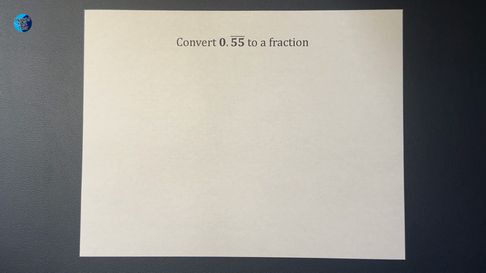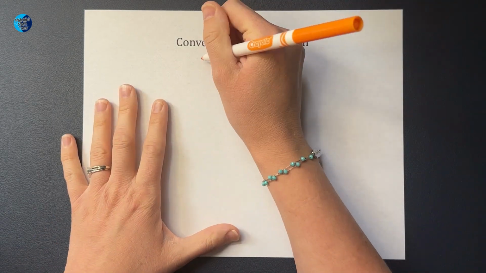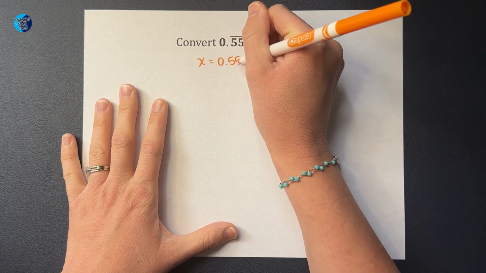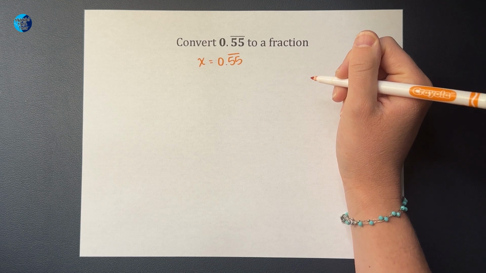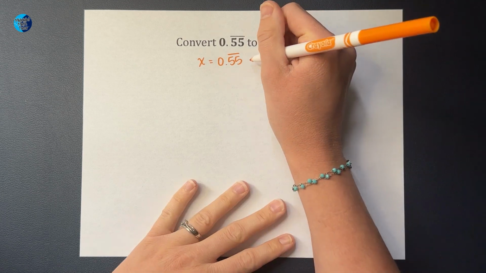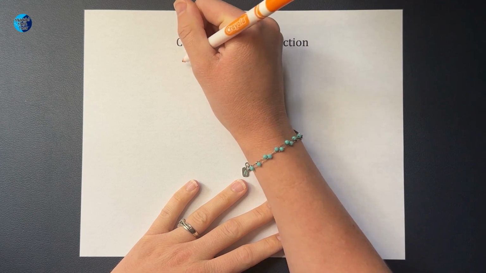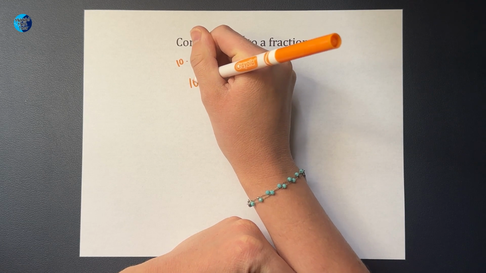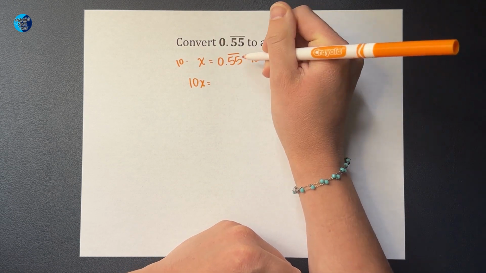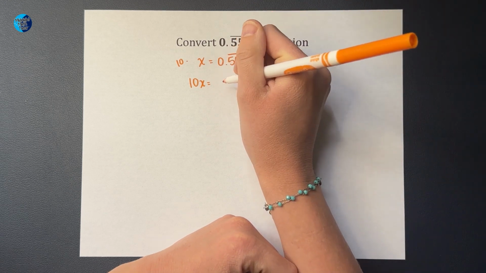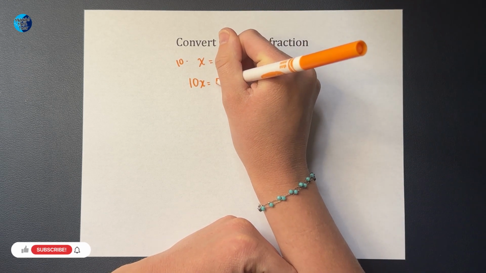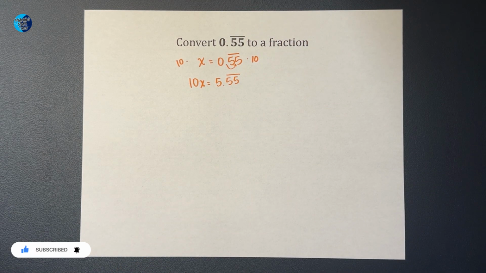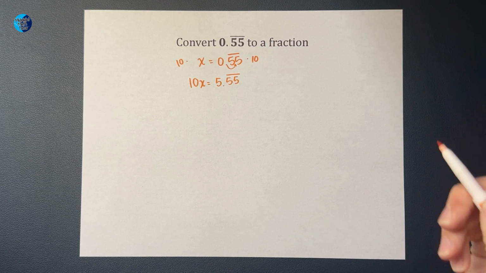For this strategy, the first thing I'm going to do is just set my decimal equal to a variable. So I'm going to say x equals 0.55 repeating. That's allowed. Next thing I'm going to do is multiply by 10 on both sides of this equation. So when I do that, I get 10x equals, multiplying by 10 up here is going to move my decimal over one spot. So I will have 5.55 repeating.